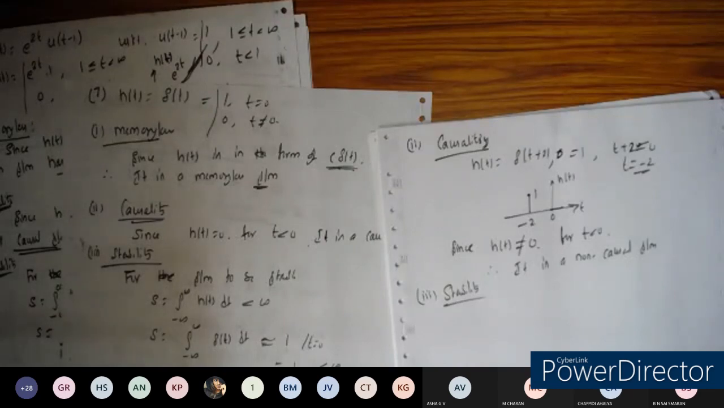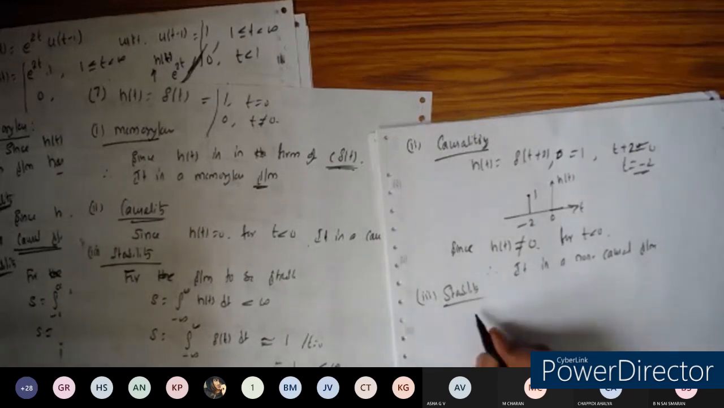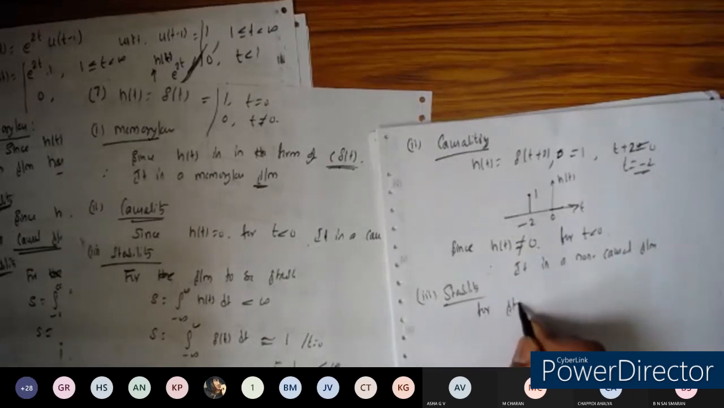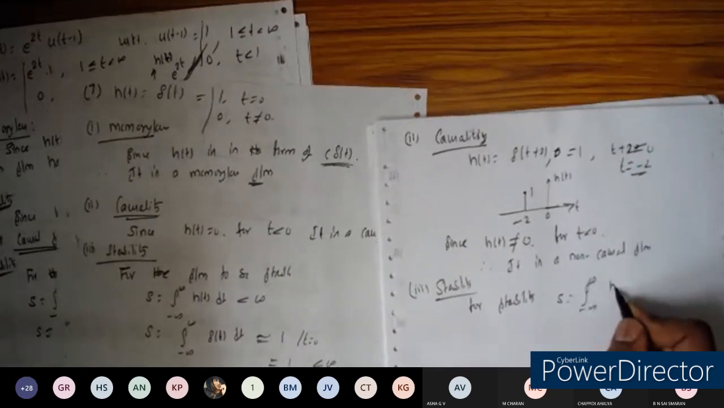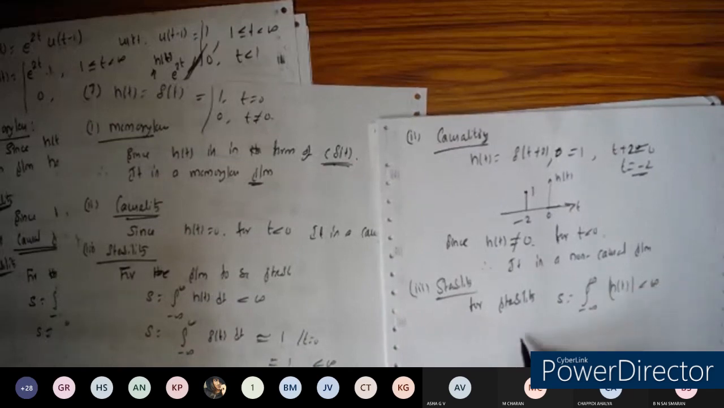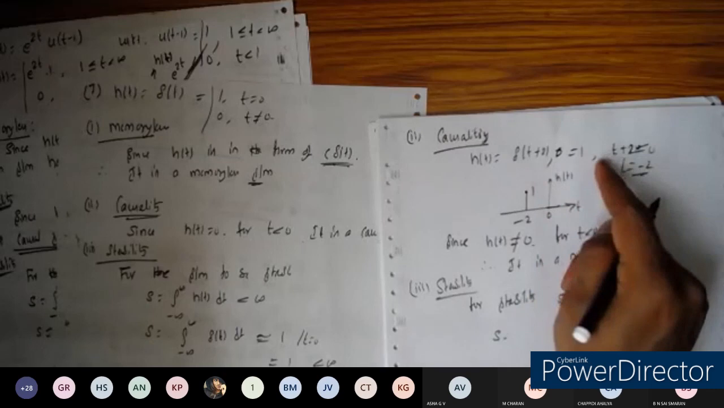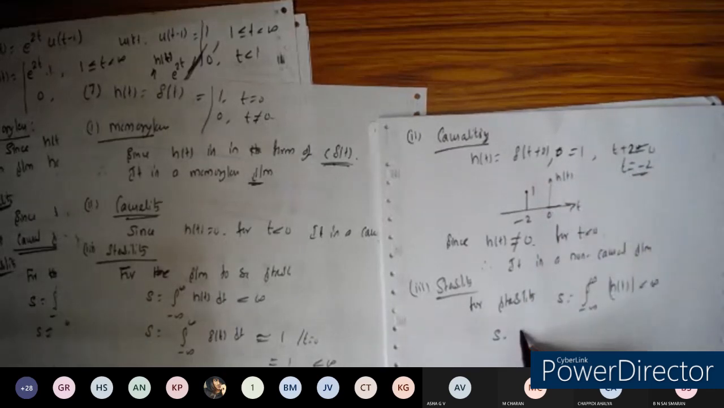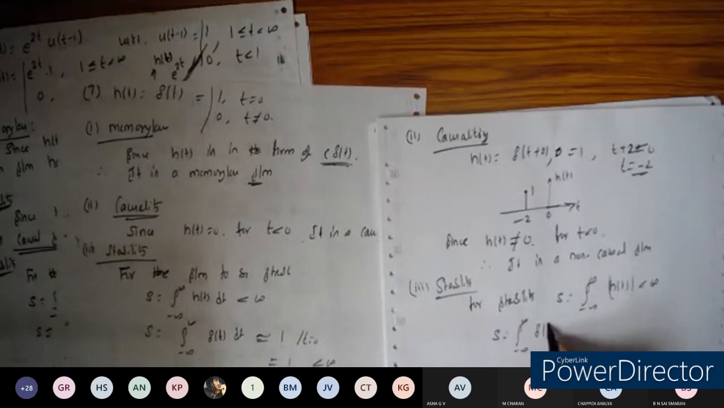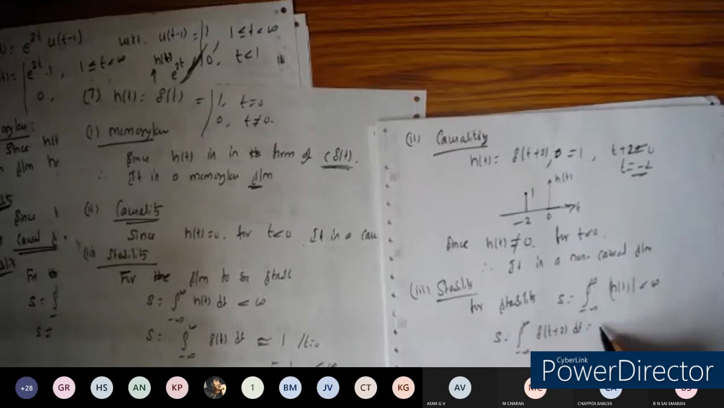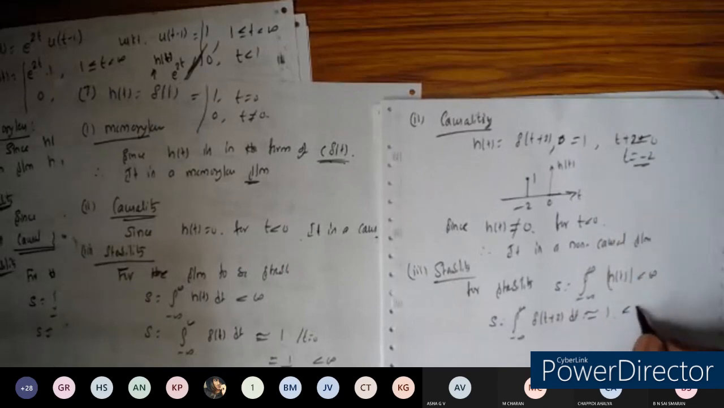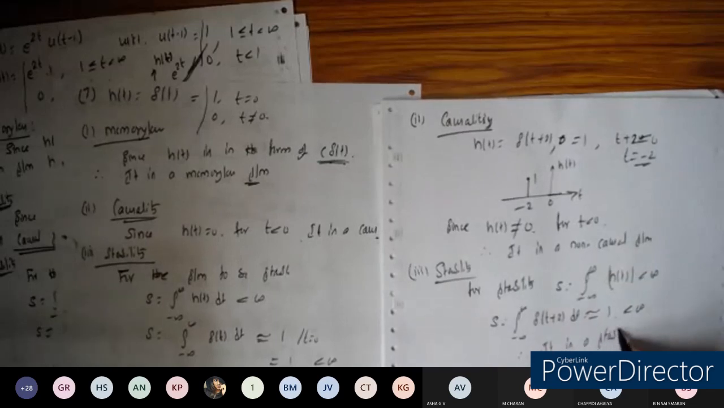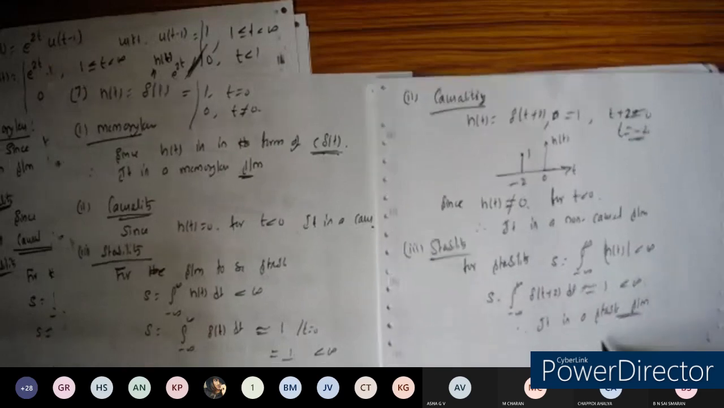Okay, so let me go for the next property, which is called stability. Whether it's stable or not. For stability, the integral from minus infinity to plus infinity of the magnitude of h of t should be less than infinity. Since delta of t plus 2 is defined only at t is equal to minus 2, the integral of delta of t plus 2 dt is equal to 1 only, elsewhere it is 0. So it is less than infinity. Therefore, it is a stable system.